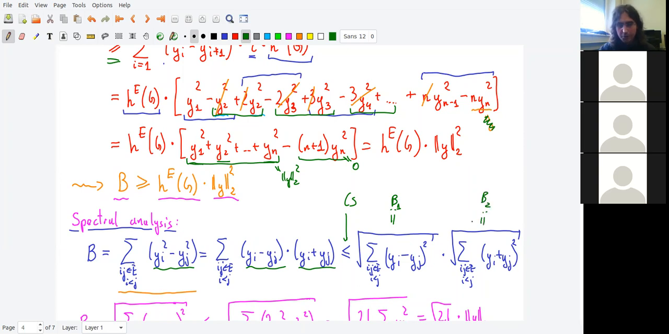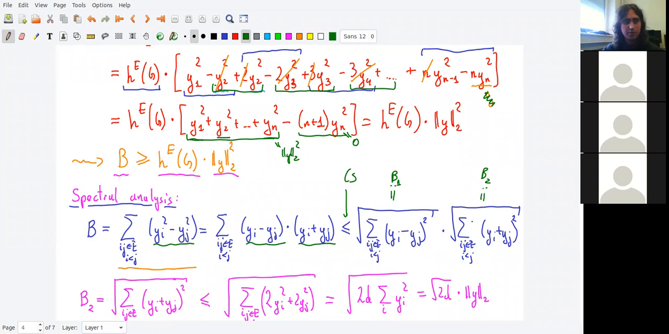Before, from the combinatorial analysis, we had a lower bound on B. Now we are trying to make an upper bound on B, based on spectral properties. So now we will estimate B1 and B2 separately.